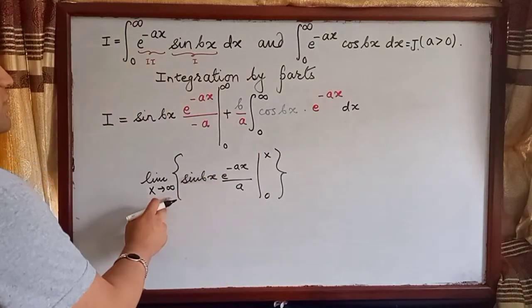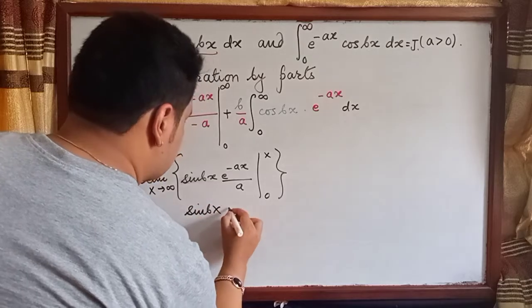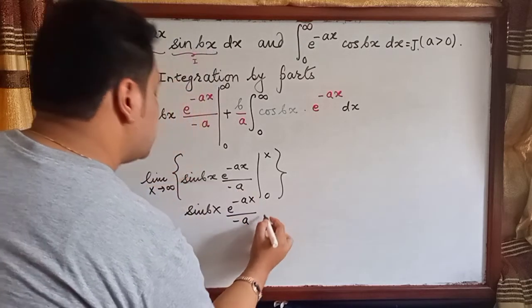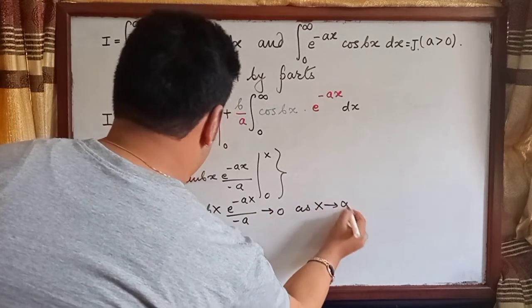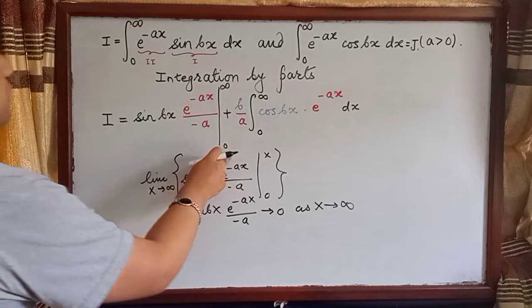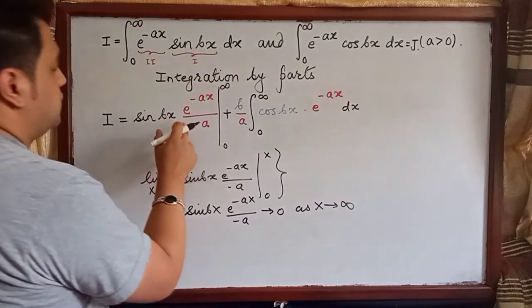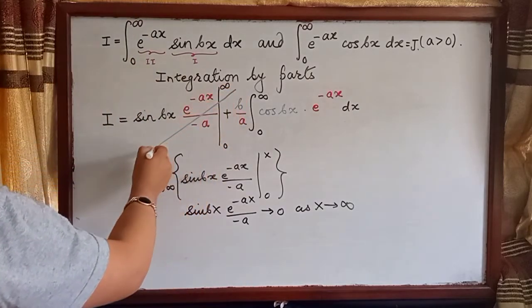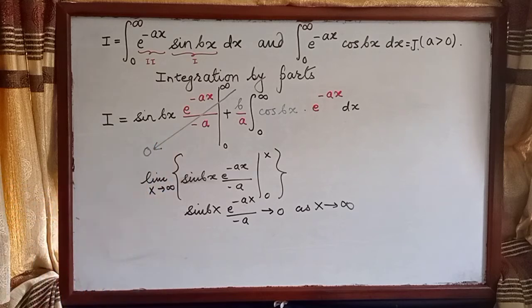So when x tends to infinity, we'll get sine bx, exponential of ax over minus a, to be 0 as x tends to infinity. And when x is equal to 0, since sine 0 is 0, the other term will also be 0. So basically, this whole term is 0.